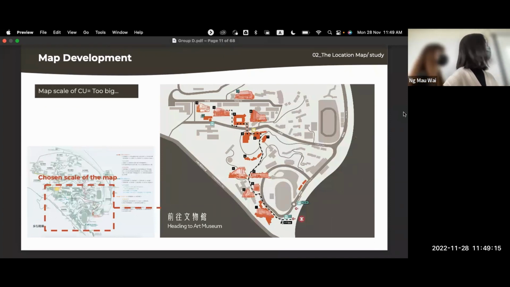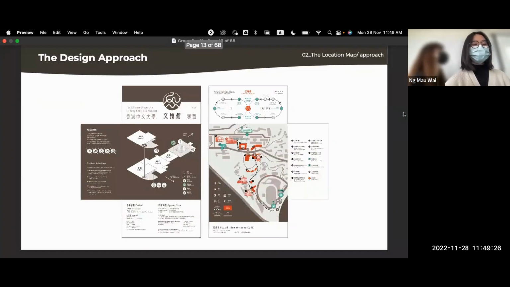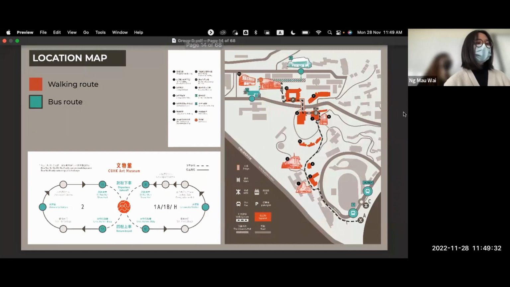So based on the problems we figured out from the first user journey, we created a map that had already been narrowed down, but we thought it might still be too big, so we narrowed it down again and created different versions of it to test based on this size. So this is the design approach. It is a leaflet which consists of the location map and the museum map.